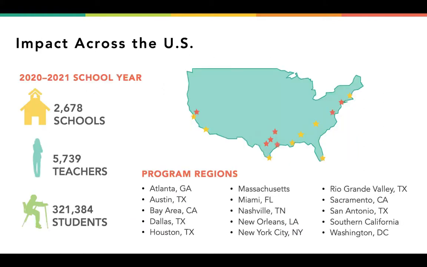This is just a little snapshot of our footprint across the US. So we do have programs in all 50 states, and the little stars represent some of the areas where we have a concentration of teachers and schools.